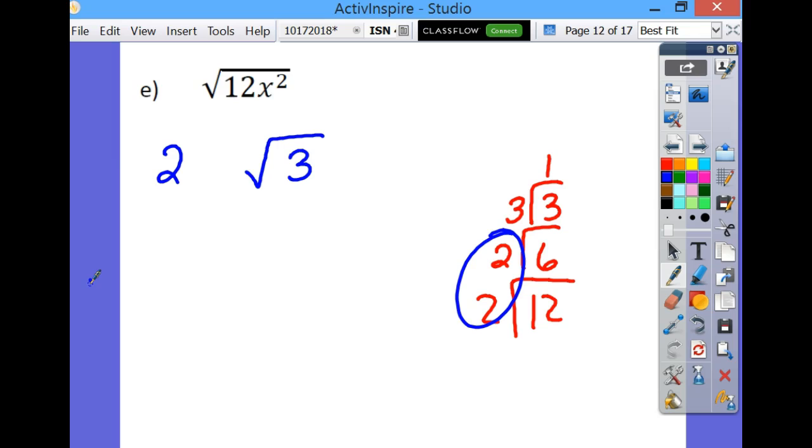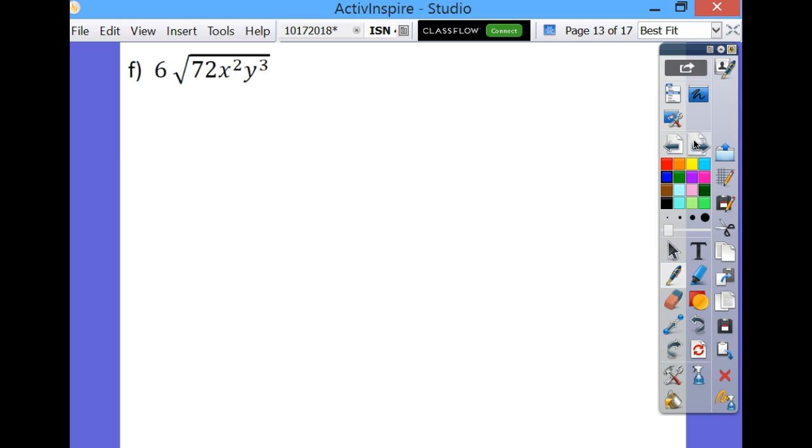Now for the x squared. X squared is x times x. There's a pair. So the pair comes on the outside. And that's the order we usually write it in. We put the number, then the variable, then the radical sign. The radical sign always goes at the end. If you have numbers and variables, you figure out the number first.